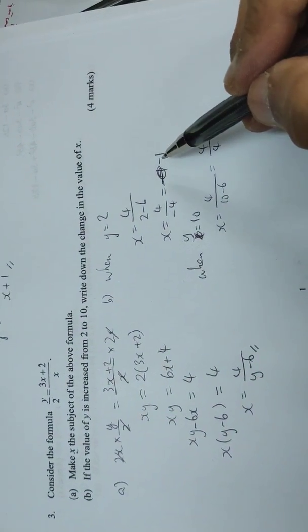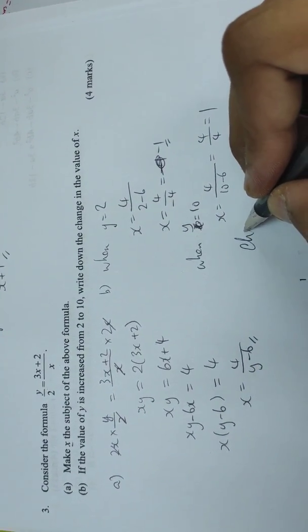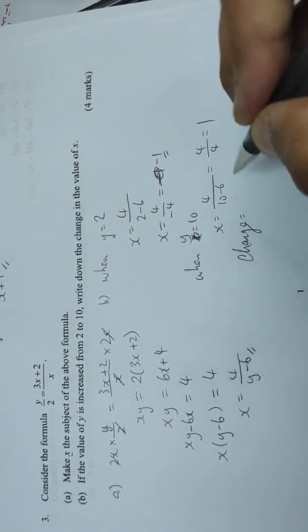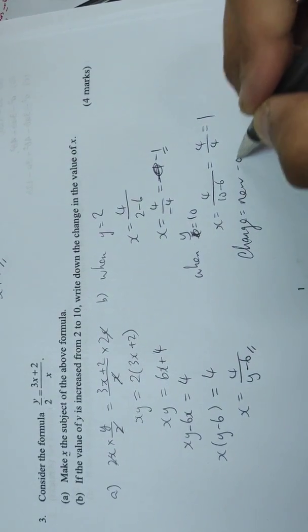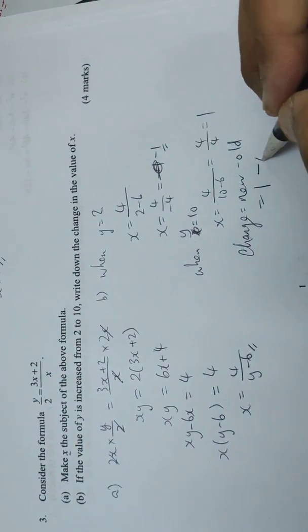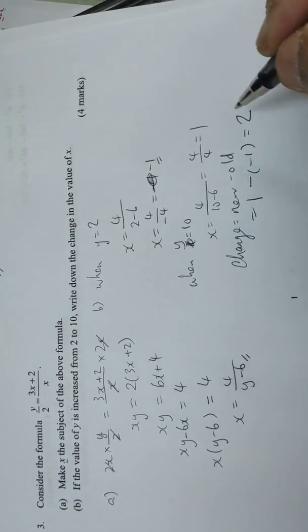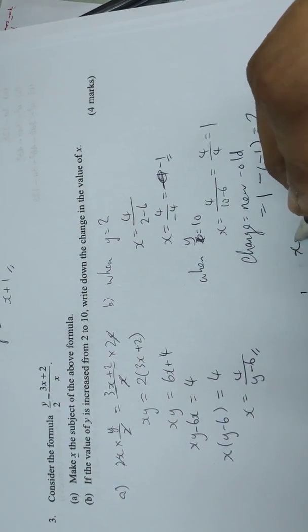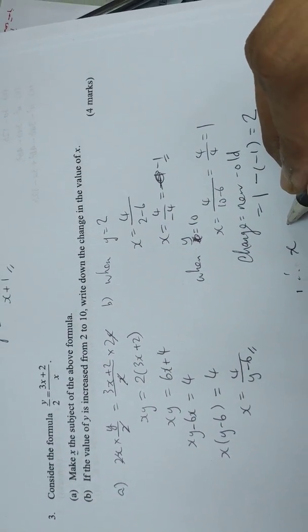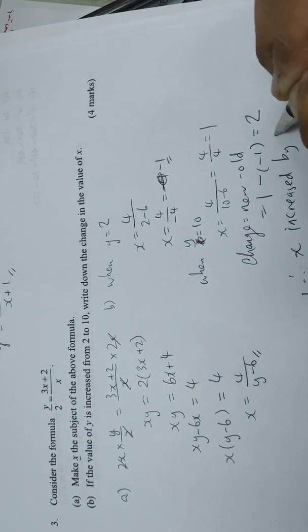So the old value was -1, and the new value is 1. So to find the change, it's always the new one minus the old one. So the new is 1 minus the old value, -1, which is 2. So it's a positive 2. So the change is a positive 2. So then we can say, therefore, x increases by 2.